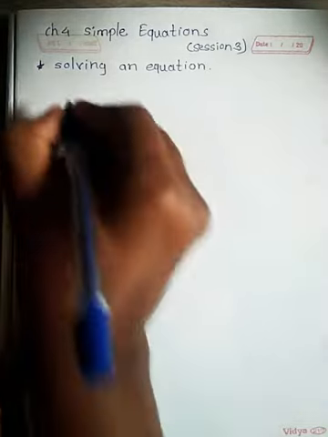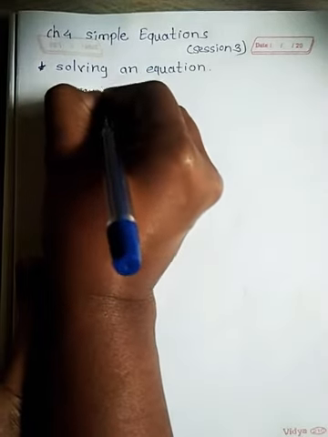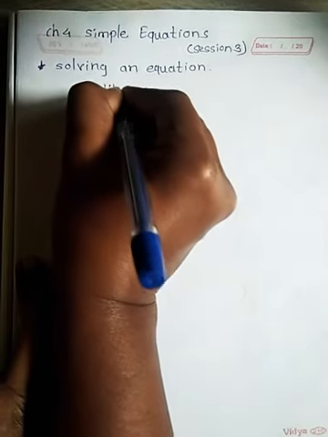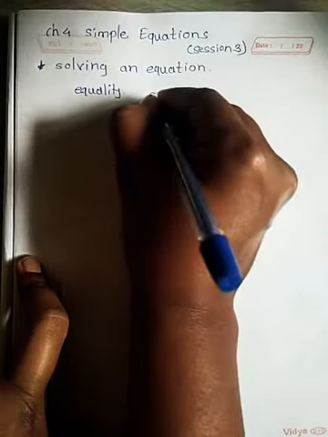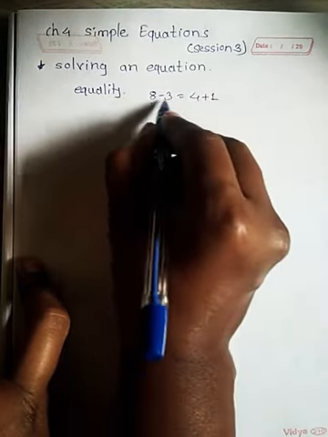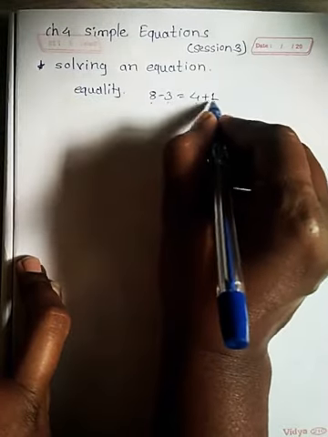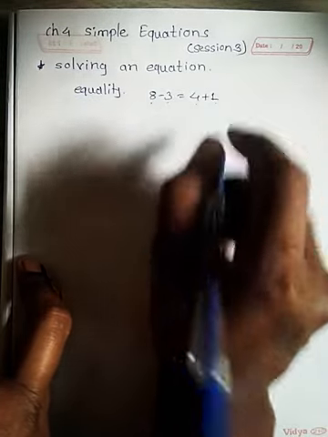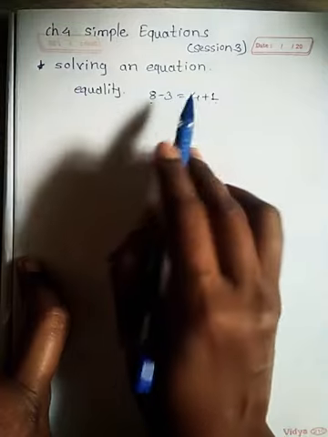Okay, first of all I'll take an equality. This is not an equation, but an equality. So 8 minus 3 is 5 and 4 plus 1 is 5, so 5 is equal to 5. This is nothing but an equality.